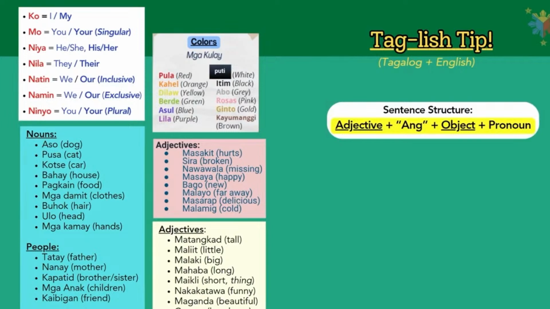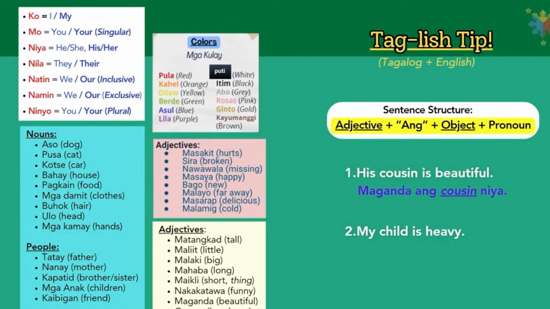So here is the sentence structure we just learned. If you don't know an adjective or an object in Tagalog, just say that word in English. For example, his cousin is beautiful, or my child is heavy. We didn't learn the word for cousin, we didn't learn the word for heavy. So you can just say them in English. Maganda ang cousin niya. His cousin is beautiful. Or heavy ang anak ko. My child is heavy. So that works. That's perfectly fine.